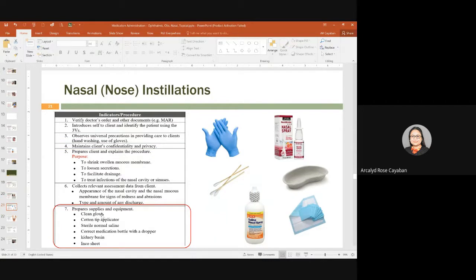What are the equipment that we need to use? Of course, we need to use clean gloves, cotton tip applicator. This is cotton tip applicator. This is saline spray, the correct medication, kidney basin, and Inco sheet. When do we use these things? The Inco sheet later on we'll put at the back of the head of the patient.